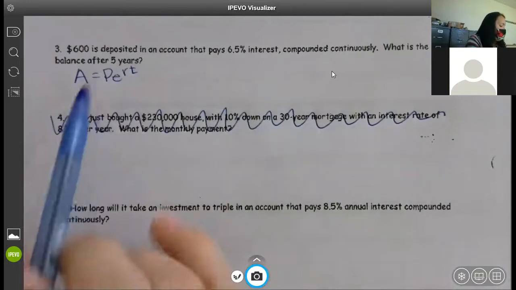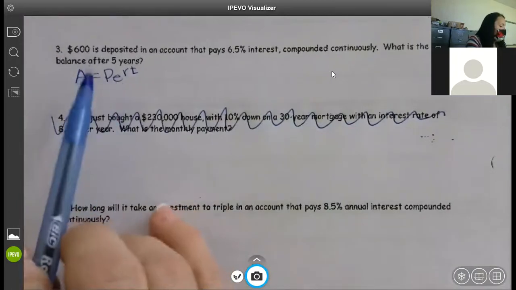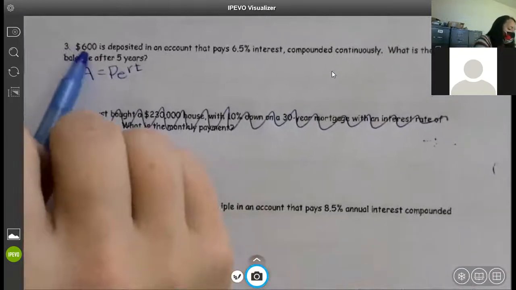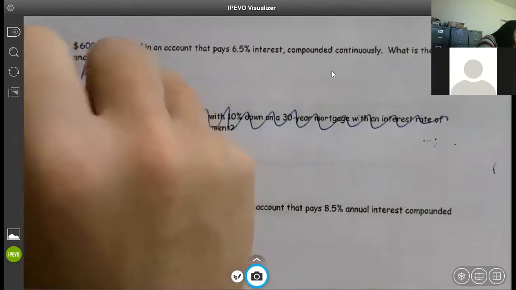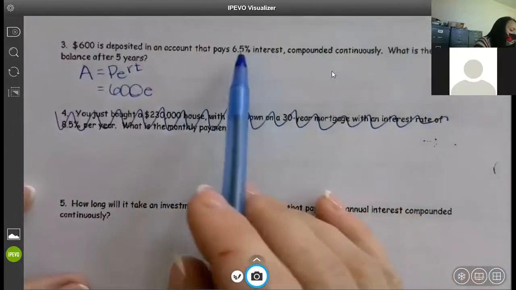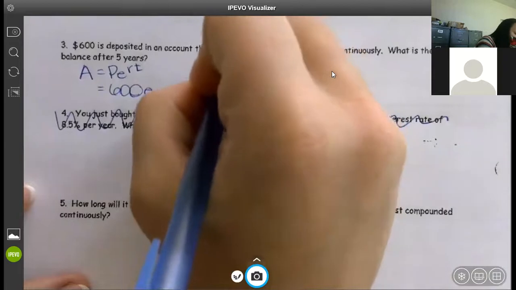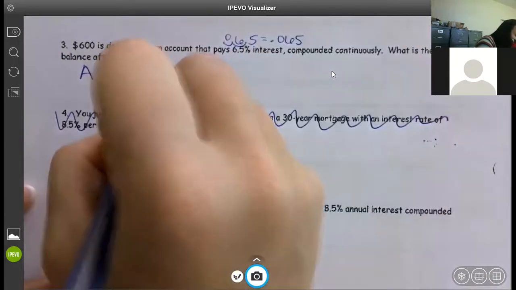2.7181828. I don't know what it is, but it represents a number. So that's going to stay there. You're not plugging in for that, okay? But you will plug in for 3 of the other 4 letters. So it says 600 is deposited into your account. Where does that go? P. Remember, E just stays there. 6.5% interest. Move it 2 decimal places, gives us 0.065, is your rate.